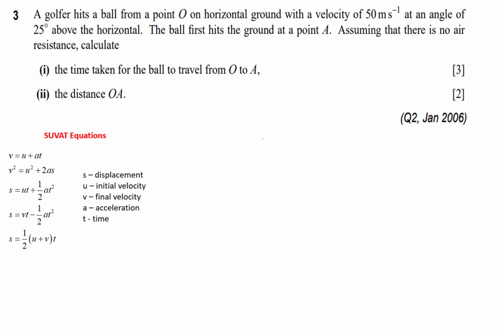Okay, so to have a read of this question. A golfer hits a ball from point O on horizontal ground with a velocity of 50 meters per second at an angle 25 degrees above the horizontal. So, do a little sketch. That's 50 meters per second. That's going to be 25 degrees above the horizontal. And we know it's going to do something like that, and it's going to land at a point A that's on the ground.